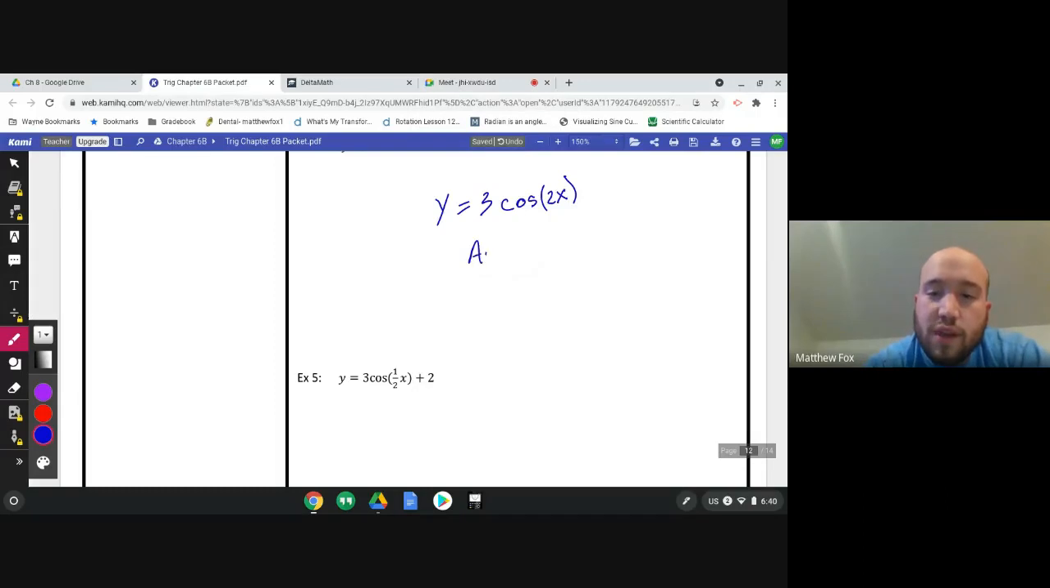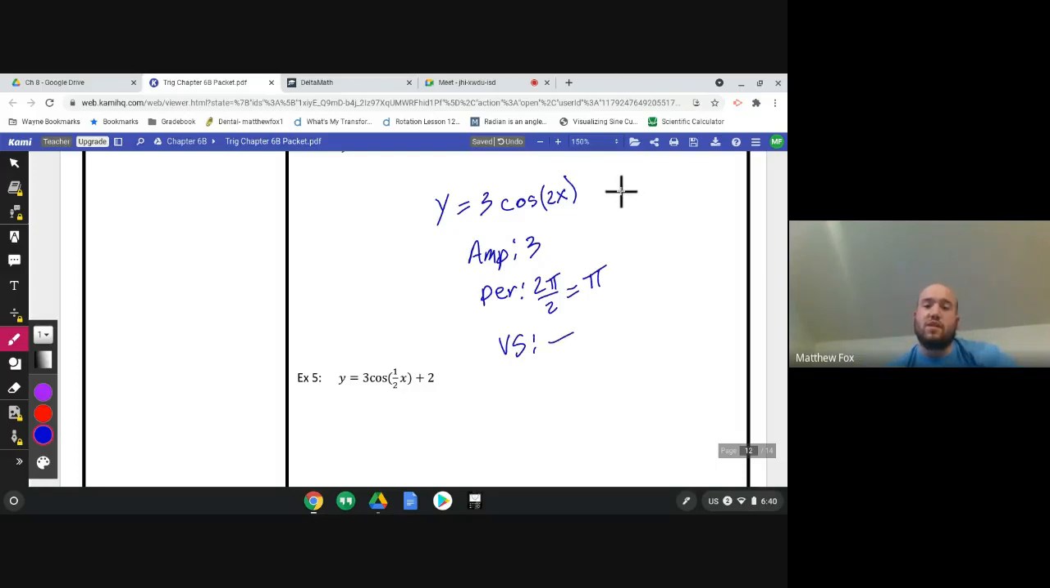Our amplitude we know is 3, whatever's in front. The period is 2 pi divided by b, so in our case 2 pi divided by 2, which will leave us just pi as our period. And our vertical shift is going to be non-existent. There is no vertical shift because there's nothing tacked on. Now, it's up to you. Our interval here, pi divided by 4.